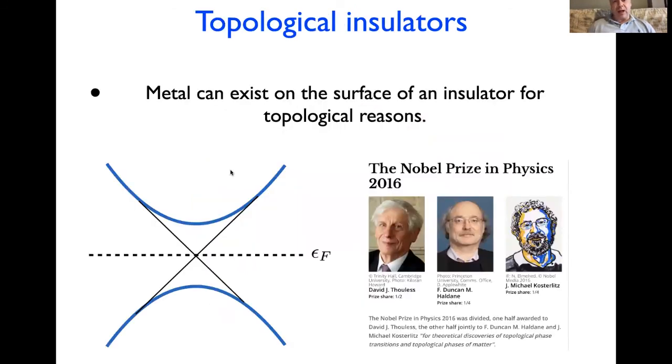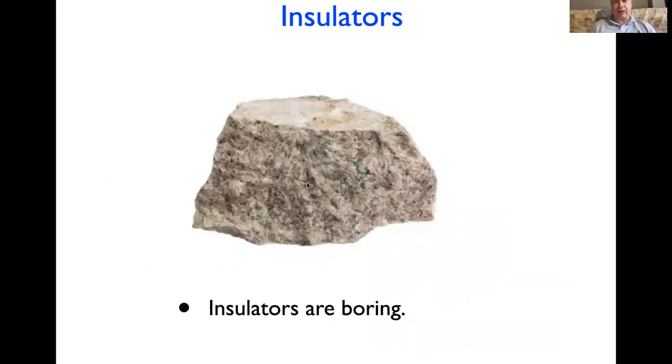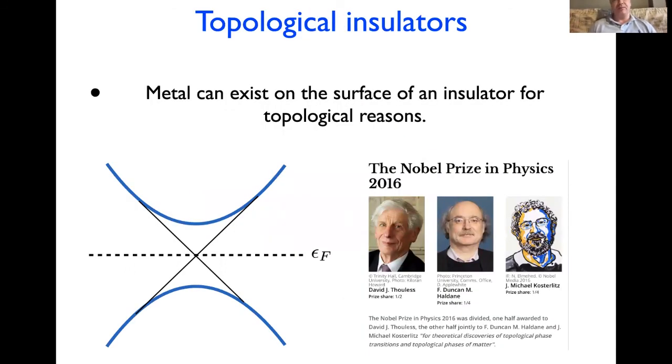Now, in the last few decades, we've realized that there is actually a third way in which gapless excitations can appear. And this has to do with topology. Basically, what we have found is that metals can exist on the surface of an insulator for topological reasons. And so insulators are in fact not as boring as this picture suggests. There are in fact two classes of insulators. One that is really boring, that doesn't have any gapless excitations anywhere, and then the other class called topological insulators. They are gapped inside, but there is a metal on the surface. Okay.